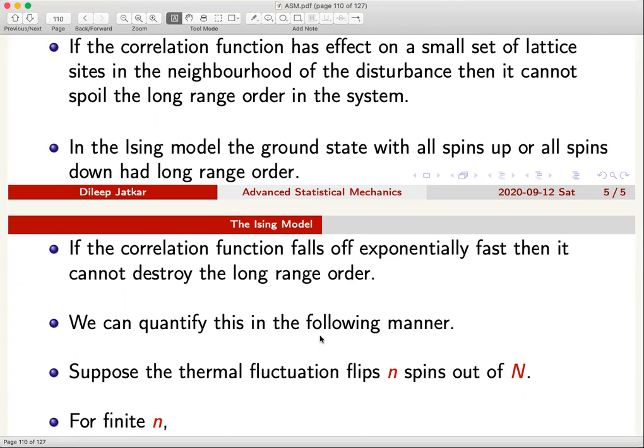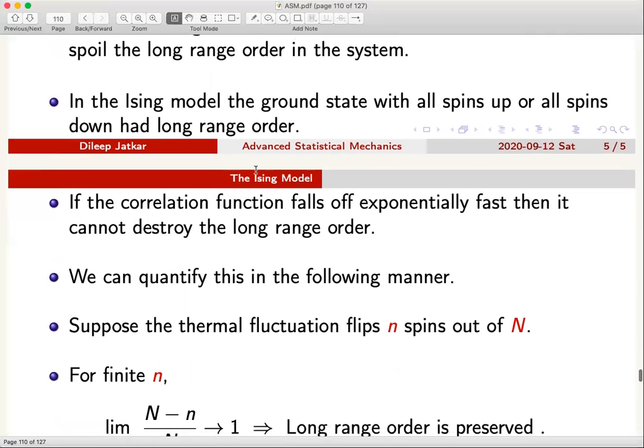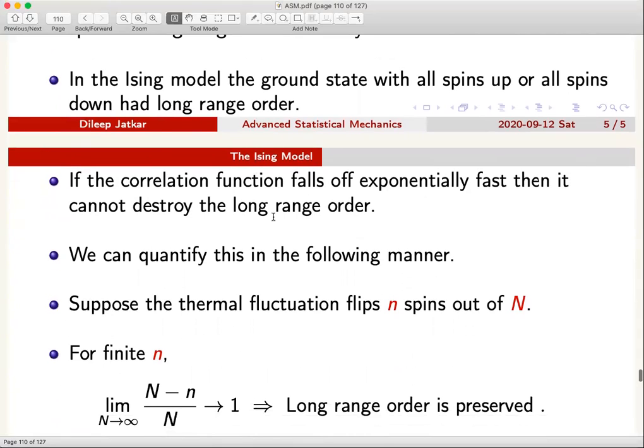So if you have an exponentially falling 2-point correlation function, then you would say that the Ising model ground state would be stable, because there will be small pockets in which there will be some disturbances. Otherwise, the system would still have long range order. Fine. So the way to quantify this is to do the following. Suppose you have a large number of spins, given by capital N, and suppose the thermal fluctuation in the system flips small n spins out of this capital N.